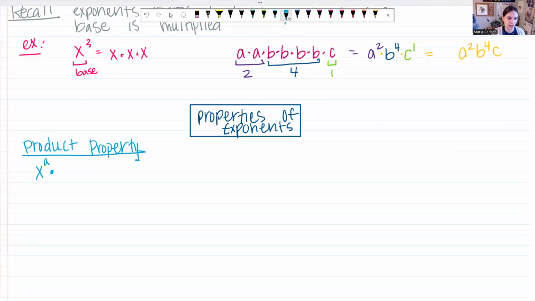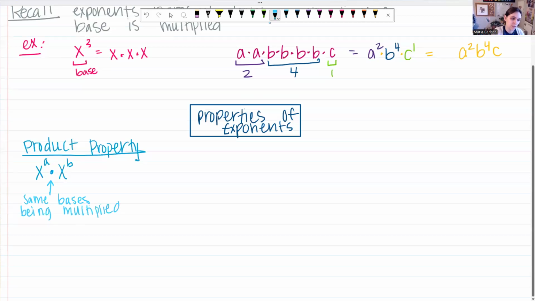and you're multiplying it times that same base x raised to another exponent. So notice here we have the same base in both of these terms, so same bases being multiplied. To simplify this, I'm going to simply add together the exponents. I'm going to figure out how many of these x's we have being multiplied all together. So this would be x to the a plus b power. So same bases being multiplied means you will add the exponents.